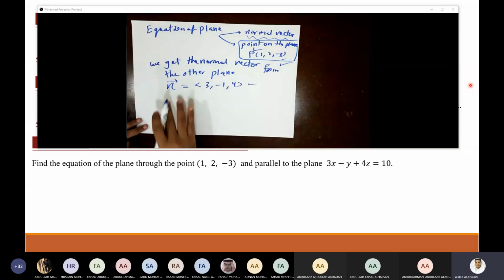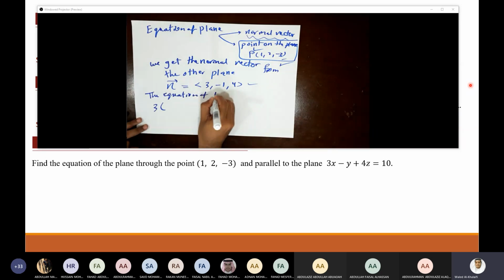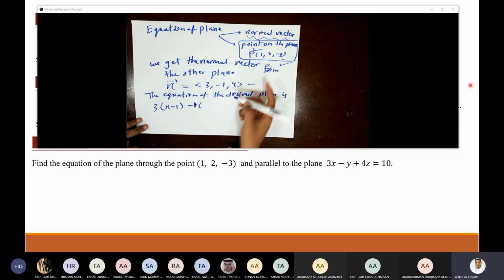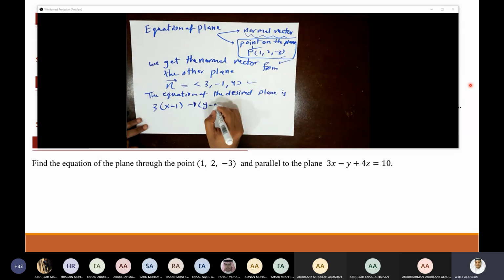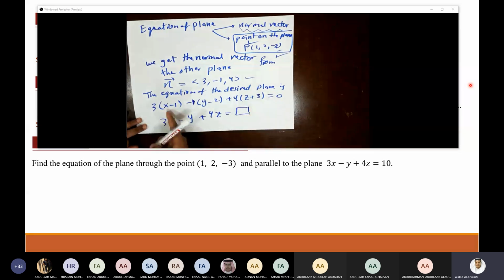So you can write the equation of the desired plane: 3 times x minus the point, which is 1, then minus 1 times y minus 2, and then plus 4 times z minus the point 3, which becomes negative 3, equal to 0. So you have 3x minus y plus 4z equal something after you do these calculations here.